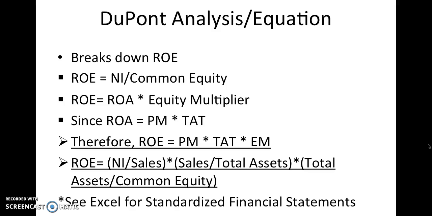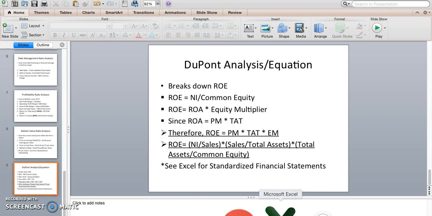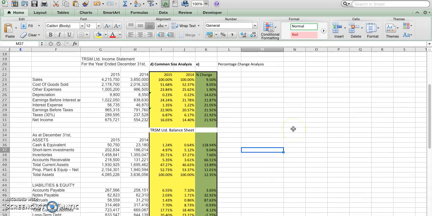Okay, now this is our last slide, but this chapter is not over yet. I've got standardized financial statements. As I've discussed earlier, we will be using Excel for that. There are 2 different kinds of standardized financial statements. We're looking at common size analysis right here, and we're looking at percentage change analysis. I'll start off with the easy one here, percentage change analysis.